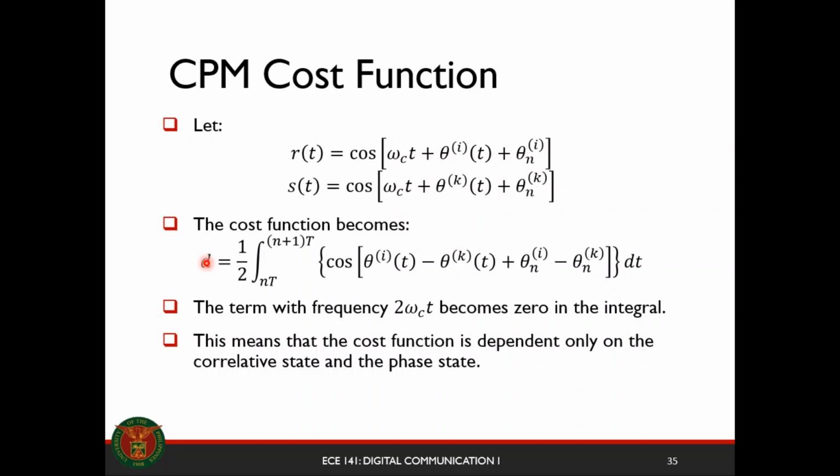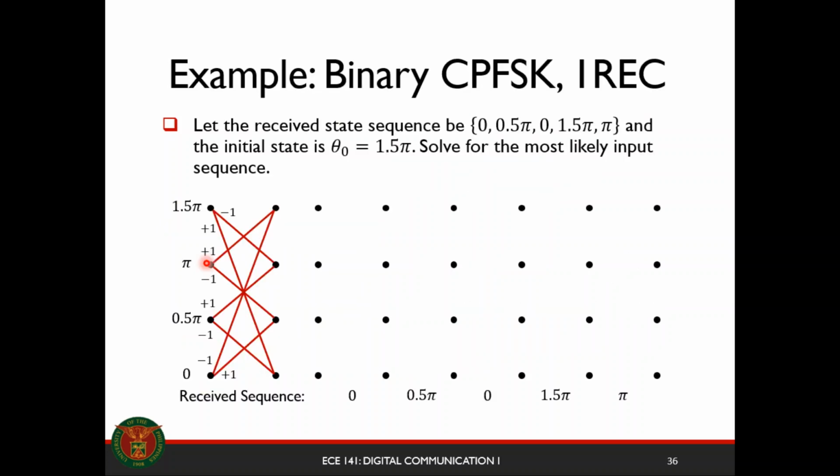So the best illustration for that is an example. Let the receive sequence be, their phases are 0, 0.5 pi, 0, 1.5 pi, and pi, and the initial state is 1.5 pi. Solve for the most likely input sequence. So you start here, and you let the trellis proceed. So from here, you can only transition into 2 states: the state pi and the state 0.